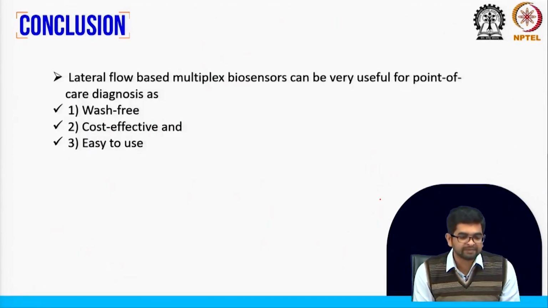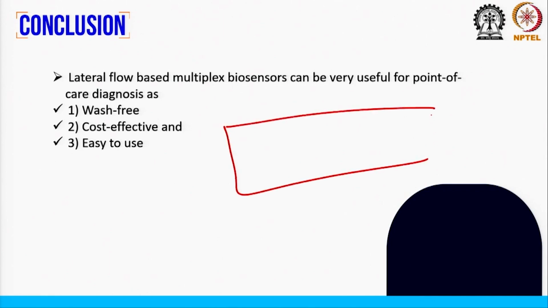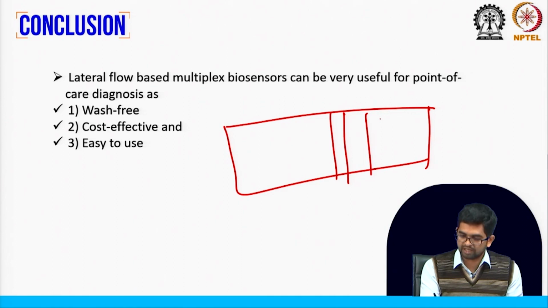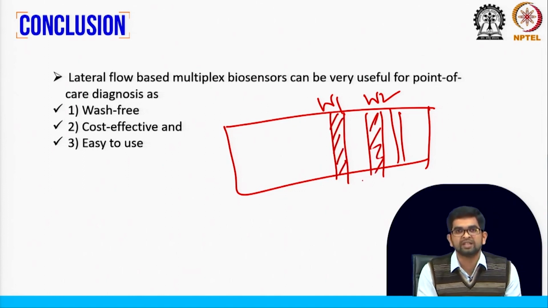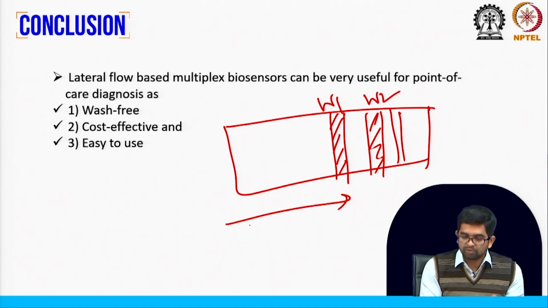So, what did we learn today? Lateral flow based multiplex biosensors are also possible. This is just for one detection, troponin I, but we can go for multiple strips, like I taught you, working 1, working 2, and then reference and counter electrodes can also be designed. Then more than one target can be detected on the lateral flow. So we can go for multiplex sensors on lateral flow as well.